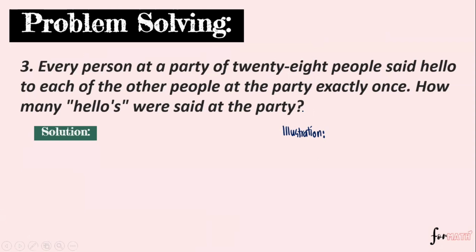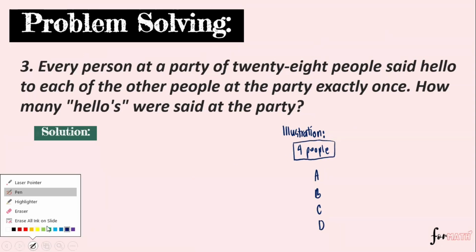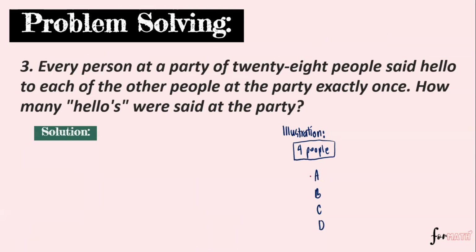So for example, we only have 4 people at the party. We'll make it smaller. Let's say our 4 people are A, B, C, and D. Think about, for example, A. Whom will A say hello to? A needs to say hello to B, to C, and to D. Alright, so that means for letter A, we already have 3 hellos.